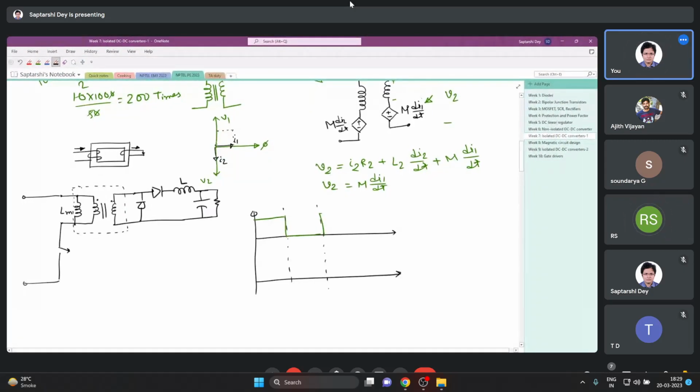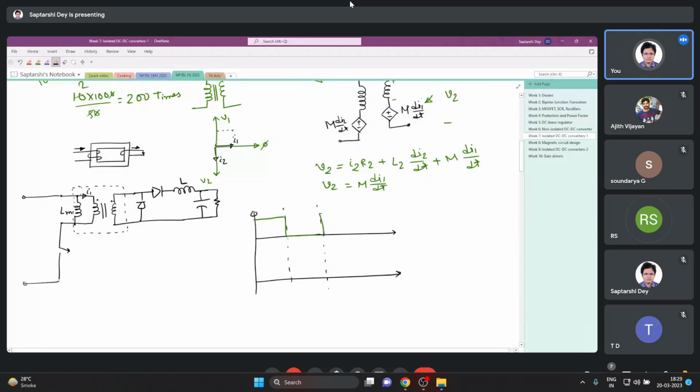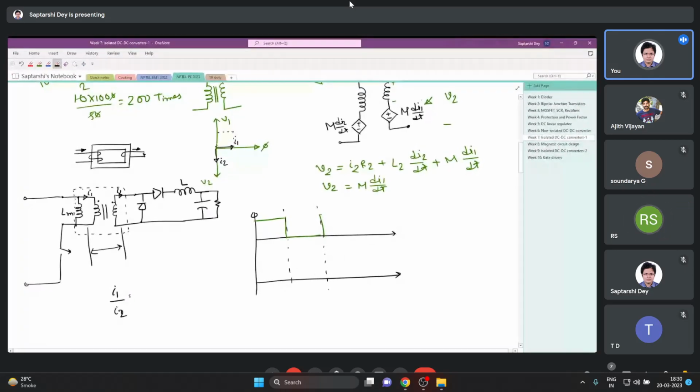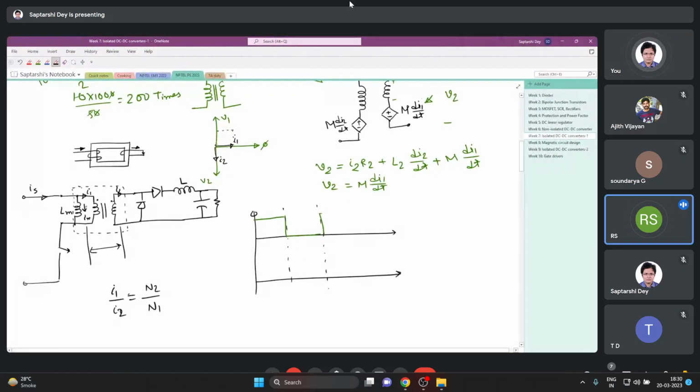Now when the switch is on, there are two components of current here. One is I1, which is flowing through the primary winding of the ideal transformer. This part is the ideal transformer, and this whole thing is the practical transformer. I2 is flowing in the secondary winding of the ideal transformer. Between I1 and I2 we have the relation I1 by I2 equals N2 by N1. But there is another current Im that is flowing. So the source current Is is the summation of I1 plus Im.